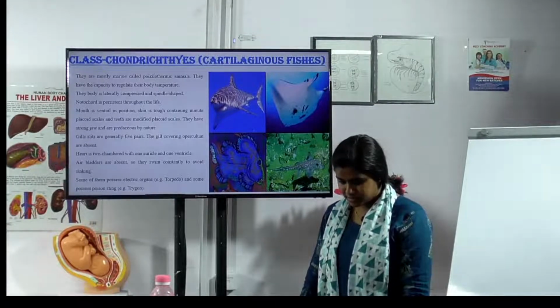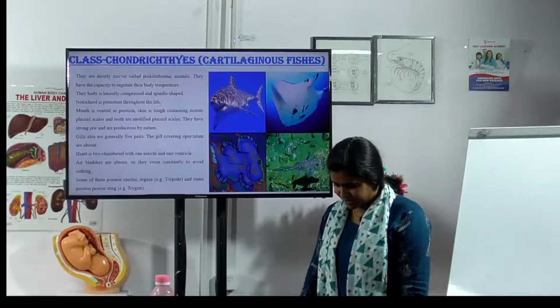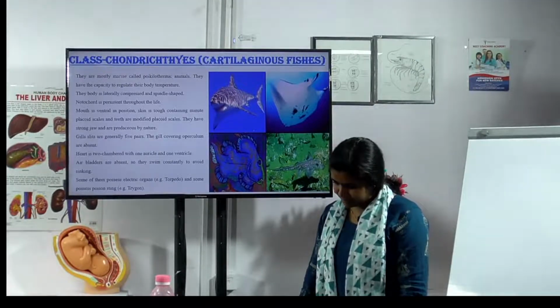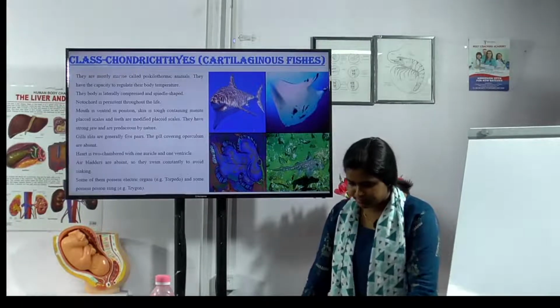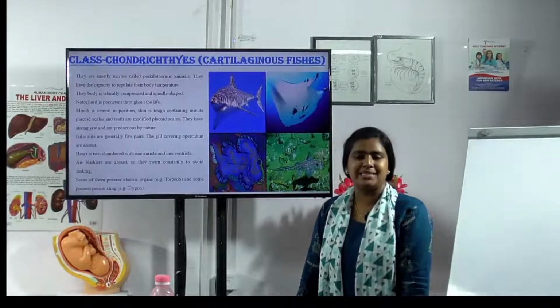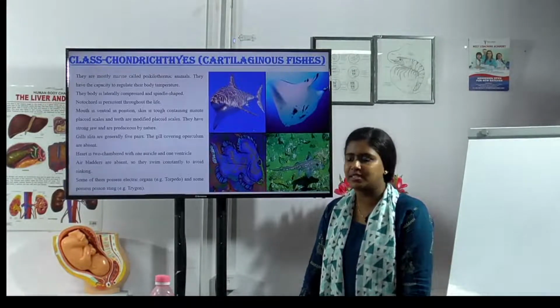Examples for this type of cartilaginous fishes. Stingray, yes, correct. Okay, and that's all. Here the sexes are different and fertilization is internal only.